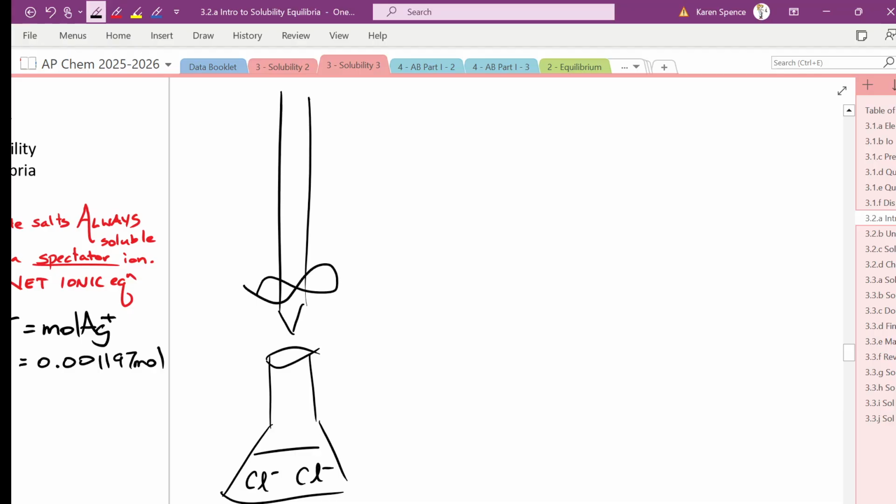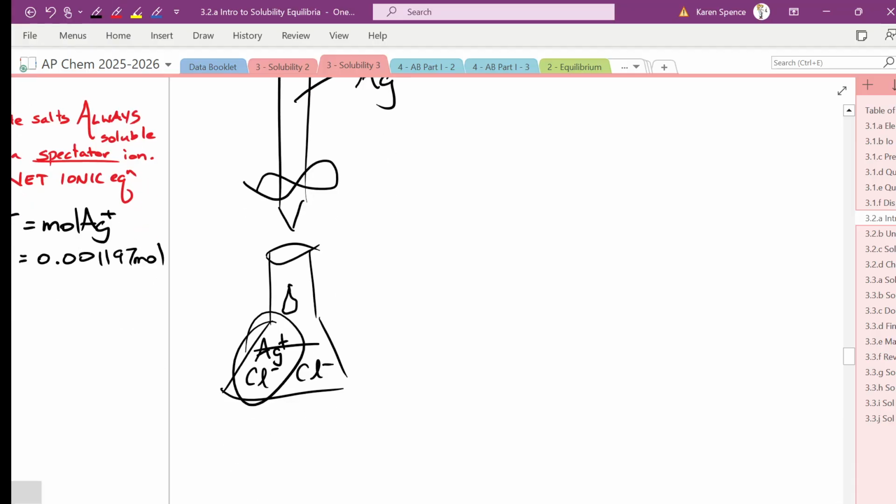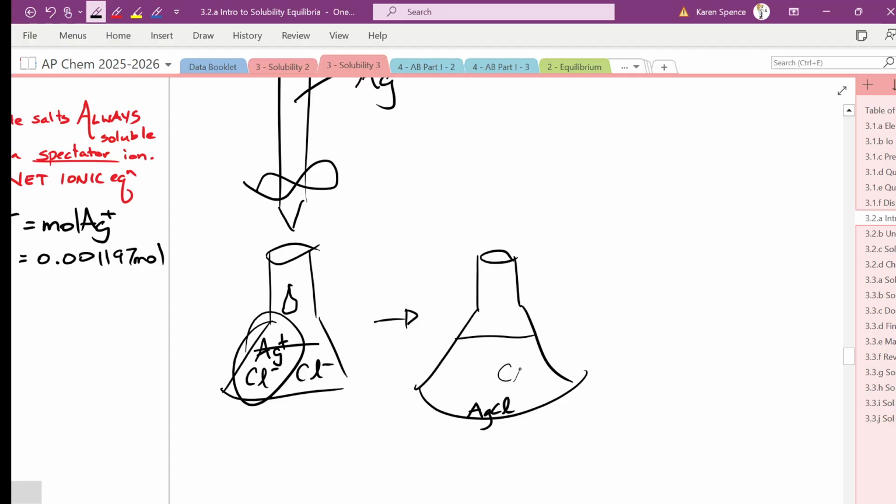We have a burette. Are you familiar with a burette? Yes, okay, cool. Up in here, we have silver nitrate. But I'm just going to put silver because I don't care about the nitrate, okay? So what's going to happen is I'm going to drip in some silver, Ag+. These two get together and react, and all I'm left with now is one chloride left, right? I've got AgCl precipitate, and I still have one chloride ion left.